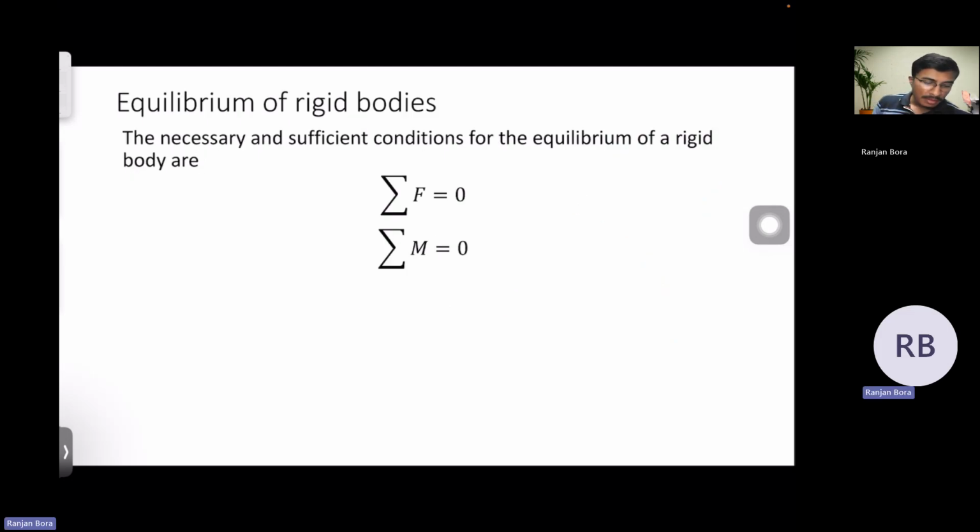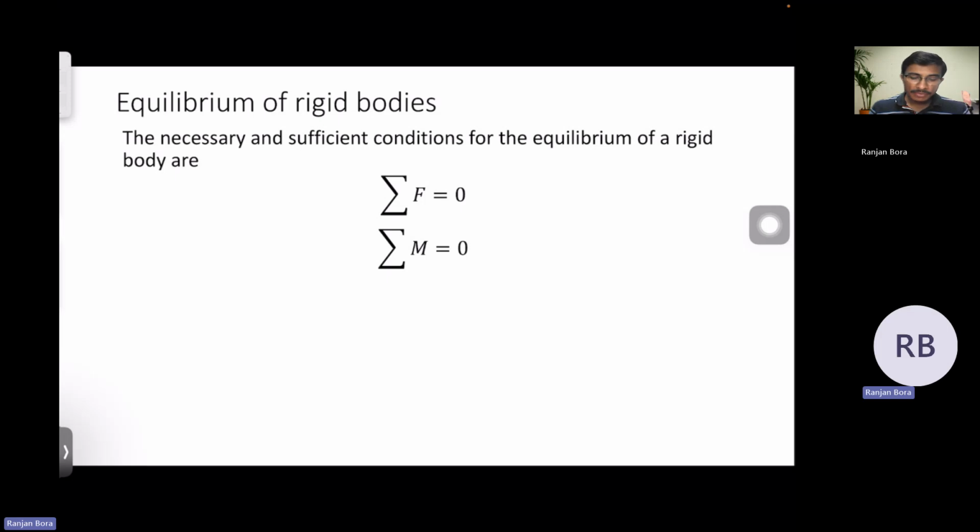Okay. Next concept is equilibrium of rigid bodies. When is a body in equilibrium? There are some conditions for forces and moments to satisfy for the body to remain in equilibrium. The necessary and sufficient conditions for the equilibrium of a rigid body are summation of force equal to 0 and summation of moment equal to 0.